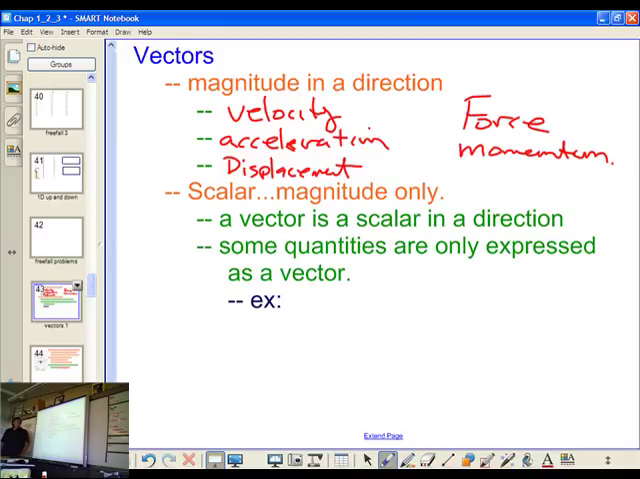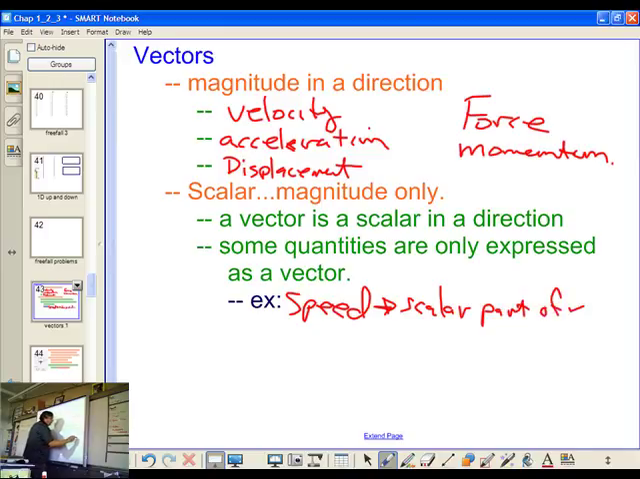Now, scalars are a magnitude only. It's only the how much part. Now, a vector is a scalar in a direction. So the magnitude part is a scalar. An example of that is speed. Speed is the scalar part of velocity.